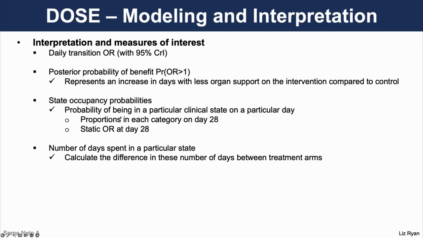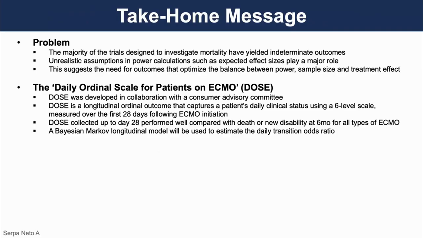And the idea is to do that for patients on day 28. So on day 28, the percentage of patients still on ECMO, the percentage of patients not on ECMO but on the ventilator. And then you can also provide a static odds ratio to complement the interpretation and report of the trial. And we can also report the number of days spent in a particular state and calculate the difference. I will show an example in the last slides.